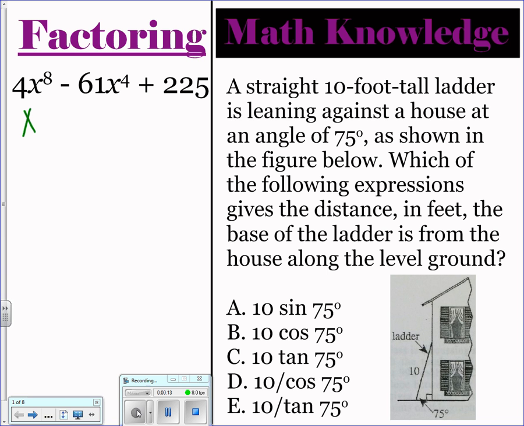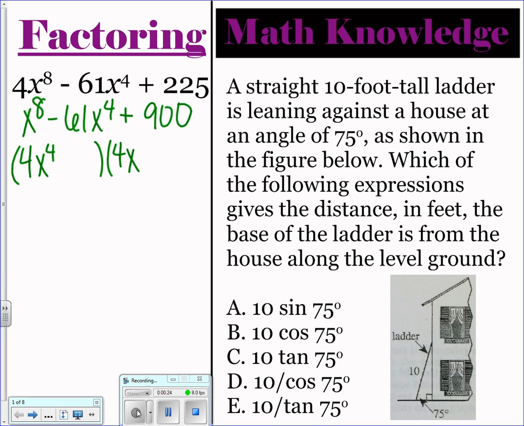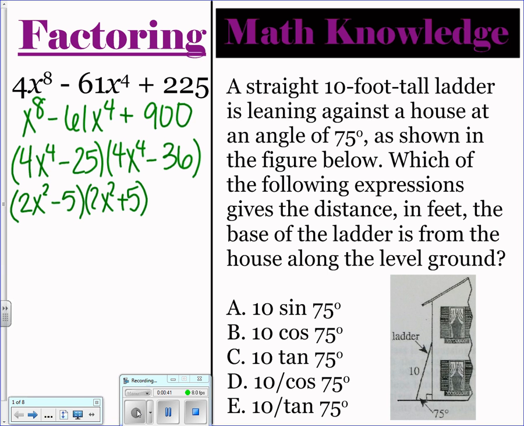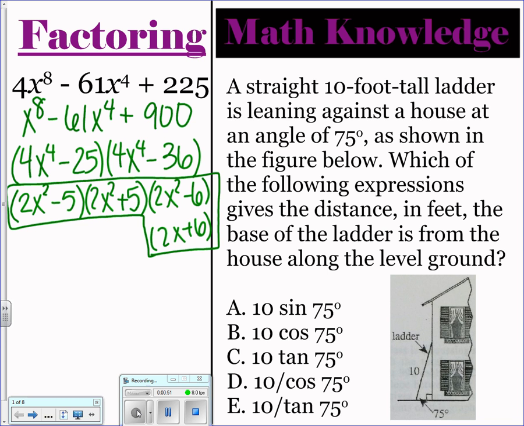So this is going to be factored. First off, you need to remove your 4. And we will replace our 4. And the numbers that you're going to use are -25 and -36. And then both of those will be factored further because they're both differences of squares. That would be how 4x to the 4th minus 25 factors. And then we would have 2x squared minus 6 and 2x squared plus 6. So this would be your answer for the factoring.